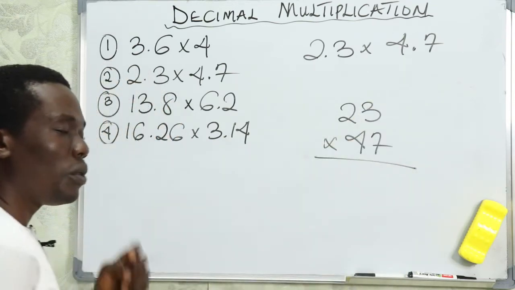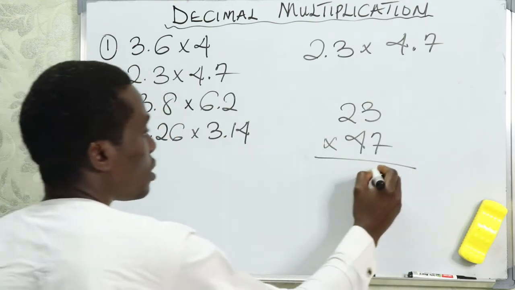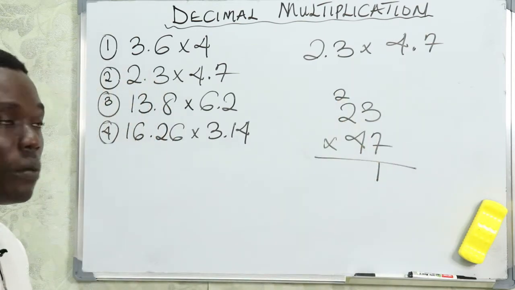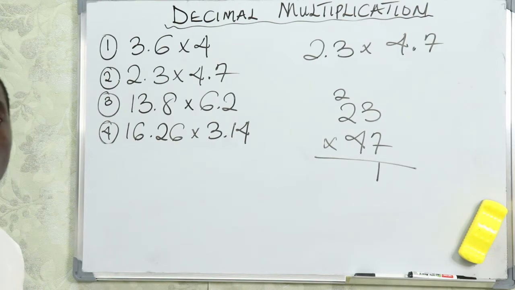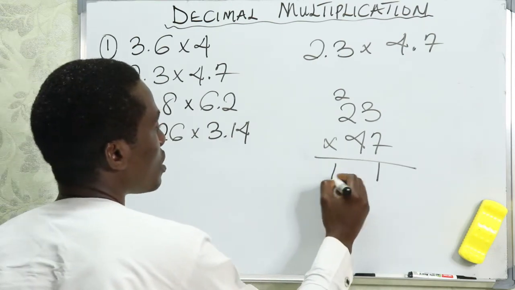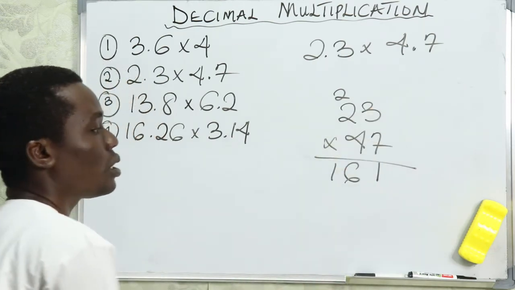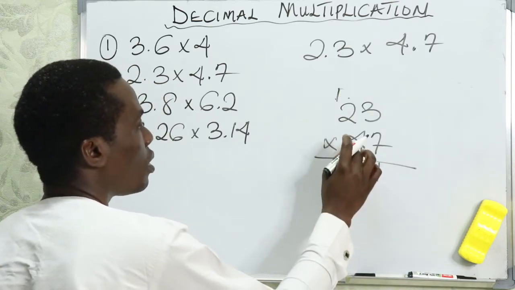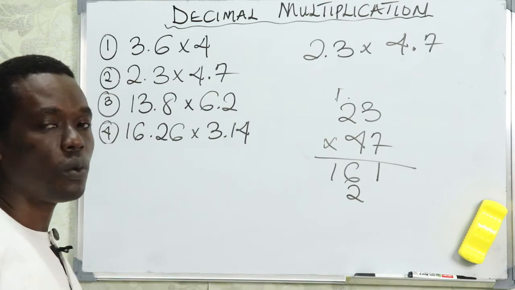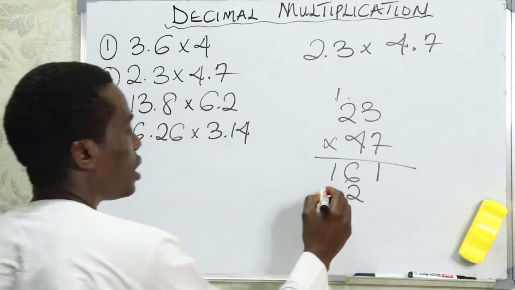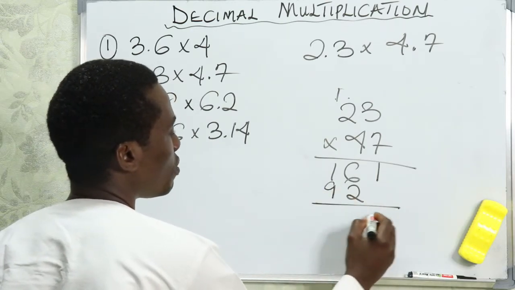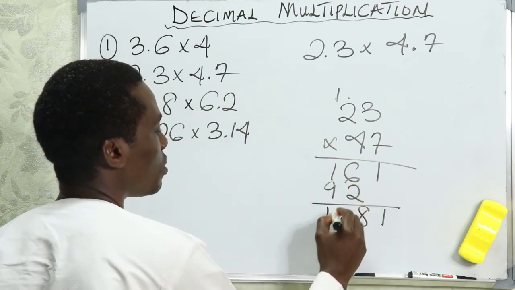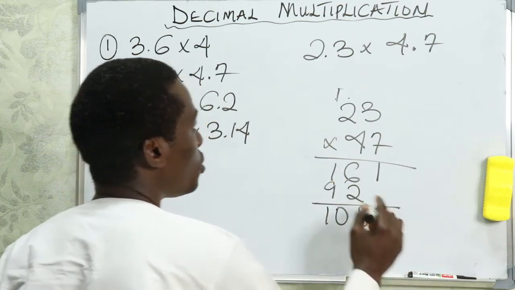7 times 3 will give you 21. You write 1, you carry 2. 7 times 2 will give you 14 plus 2. That will give you 16. 4 times 3 will give you 12. You write 2, you carry 1. 4 times 2 will give you 8 plus 1. That will give you 9. So this gives 1, this gives 8, and this gives 10.